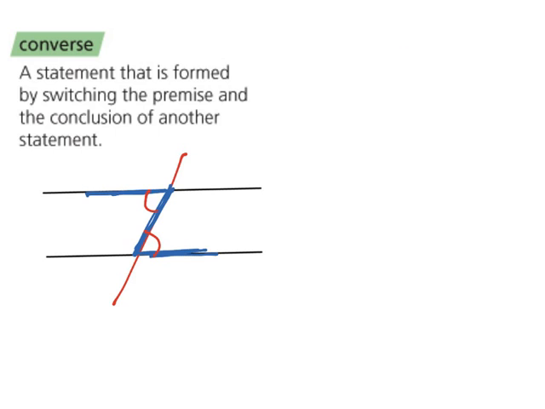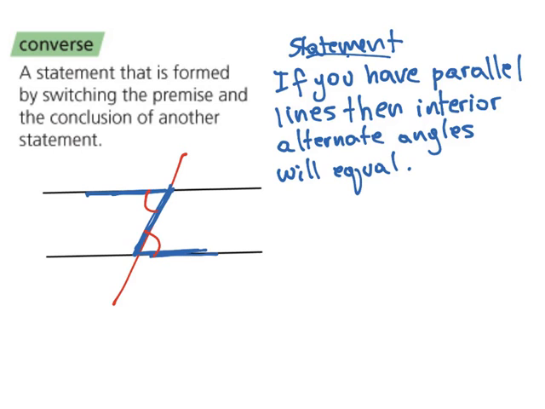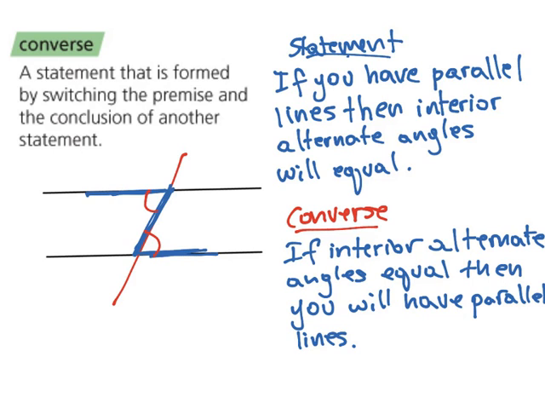So here is the statement. That's a funny looking A. It's not a Q. If you have parallel lines, then interior alternate angles will be equal. Now the converse to this is, if the interior alternate angles are equal, then you will have parallel lines. You see how the statement has switched? Initially we have parallel lines. If we have parallel lines, then we have interior angles that are equal. But if we have interior angles that are equal, then we have parallel lines.